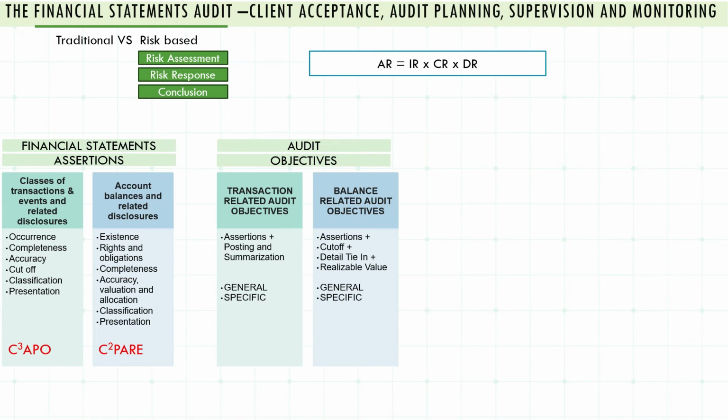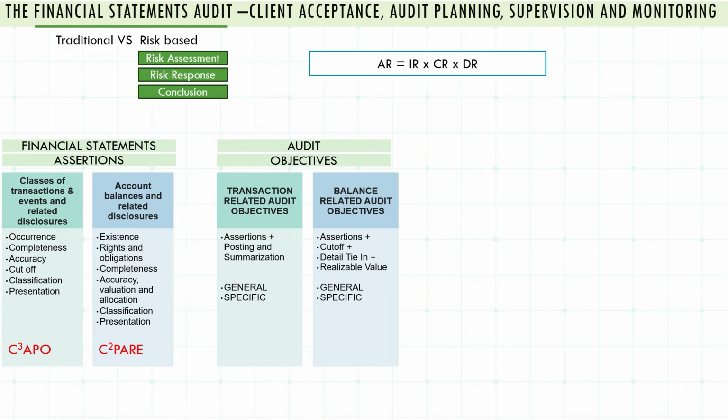Under balance-related audit objectives, the auditor will also copy the assertions of the client, and then we'll add, in the case of balance-related objectives, three more. And we remember this one by the mnemonic CDR. So cutoff, detail tie-in, and realizable value.